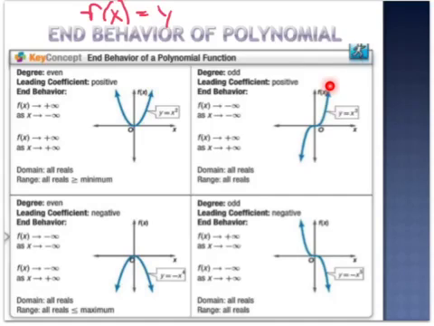So we'll use the same kind of notation with the positive and negative infinities as we did over here with the even ones. I think we're going to have to talk more about what that means in class, but write this down and look at your domain and range as well for the odd degrees. It's always all real numbers, so that's a pretty easy thing to remember.